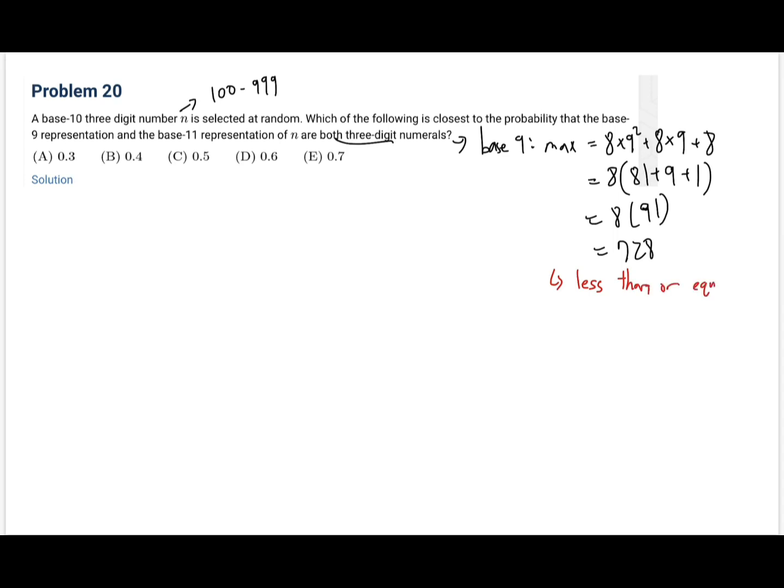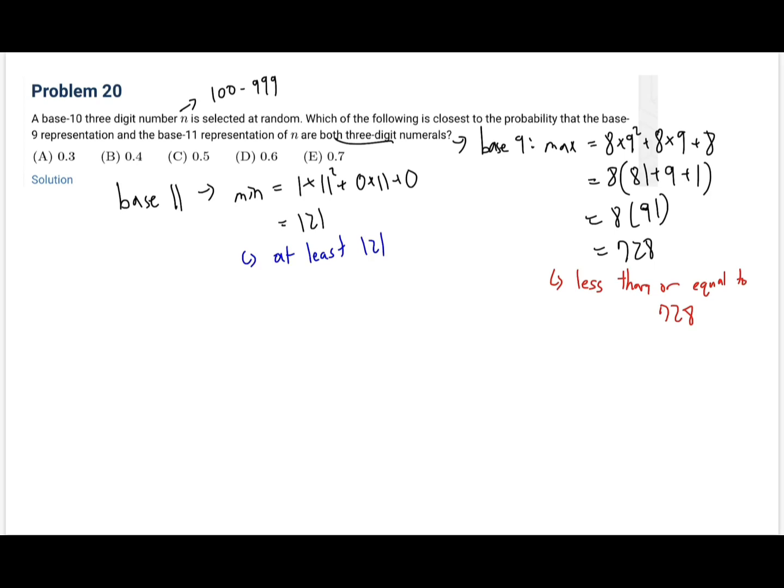Okay, and then it has to be less than or equal to 728. And then the base 11. This means the minimum has to be 1 times 11 squared plus 0 times 11 plus 0, which is 121. So this has to be at least 121.